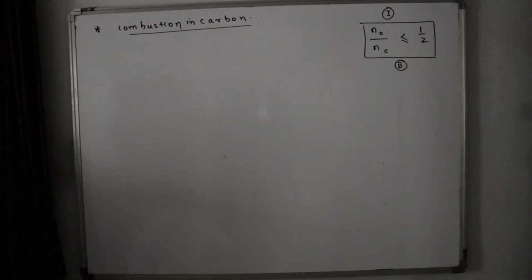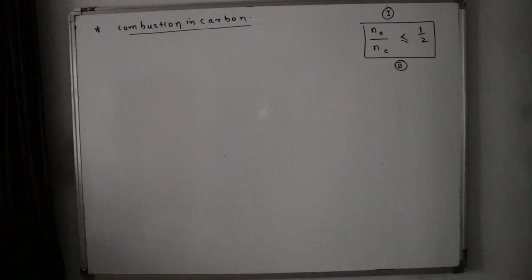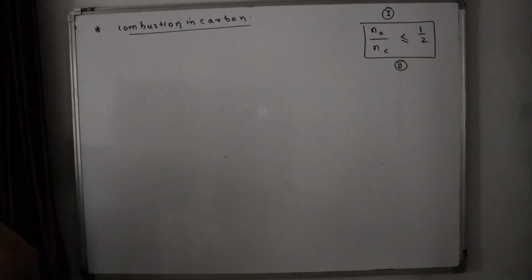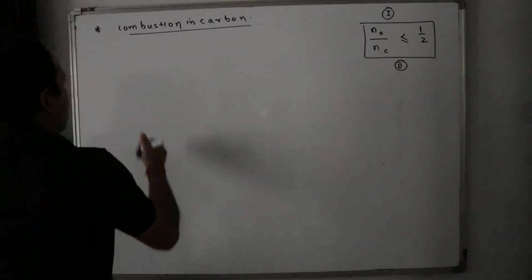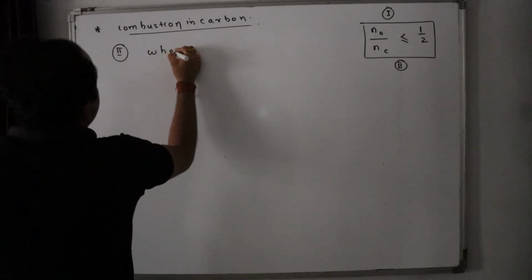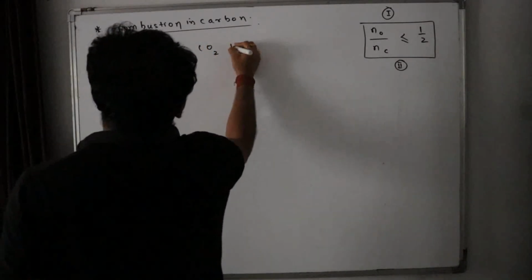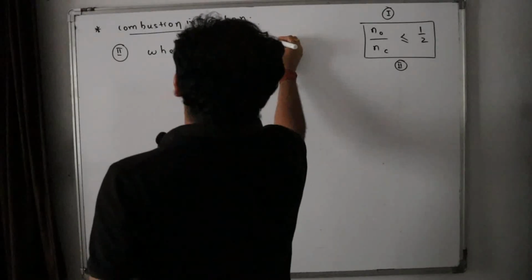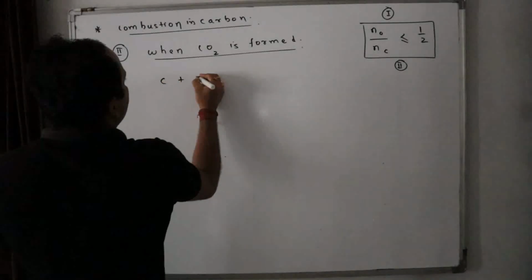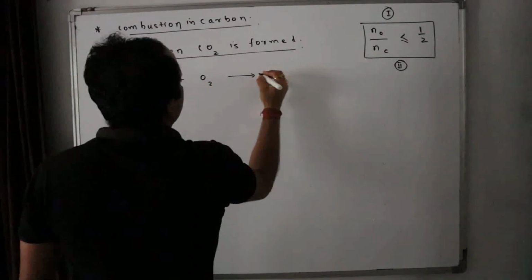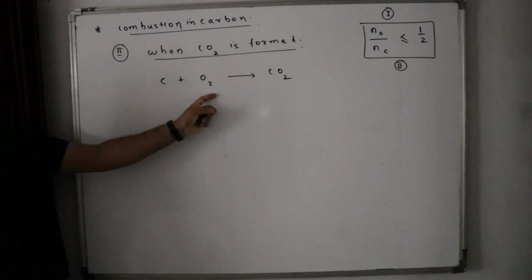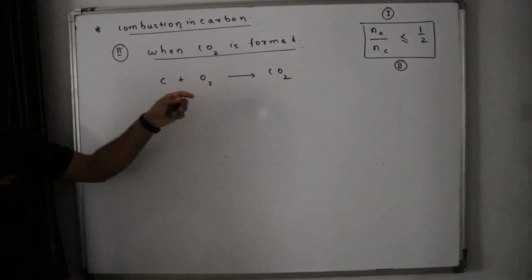Let's go for case 2. What did I say? If oxygen is in excess, then carbon dioxide. If oxygen is less, then carbon monoxide. Second case, when CO2 is formed, isn't it? Burning of carbon in oxygen will give carbon dioxide. How? Carbon plus O2 gives rise to what? CO2. Is this balanced? Yes or no?